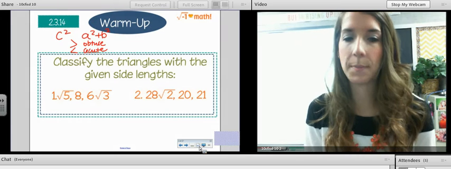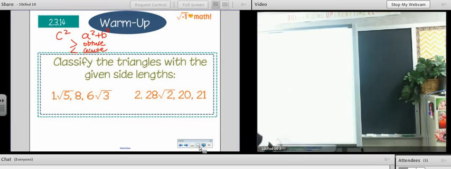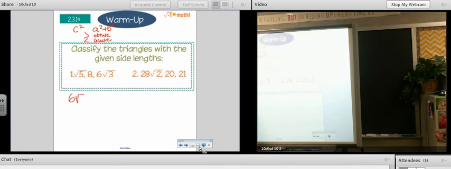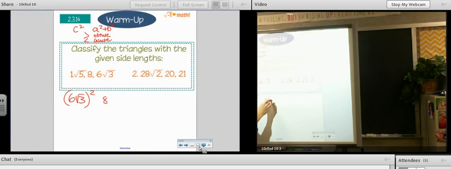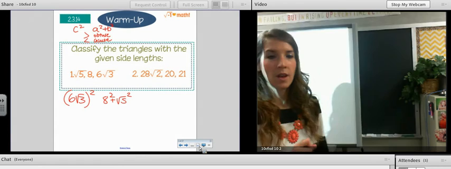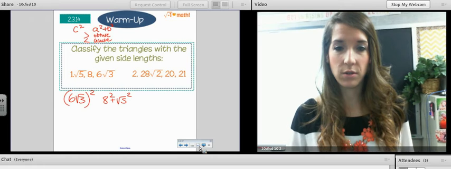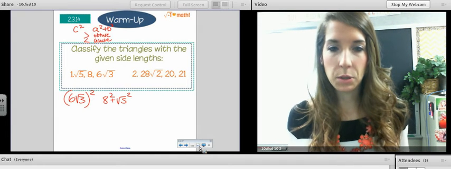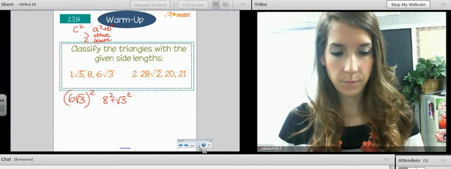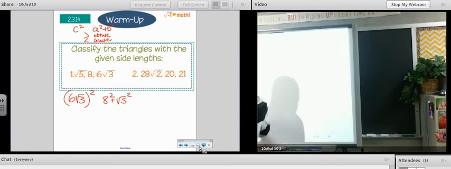It's 6 root 3, absolutely. So that's what we're going to do first. We're going to do 6 root 3 squared, and we're going to see how that is related to 8 squared plus root 5 squared. And this is why it's important to know how to square radicals. Let's see, that's 36 times 3, 108.